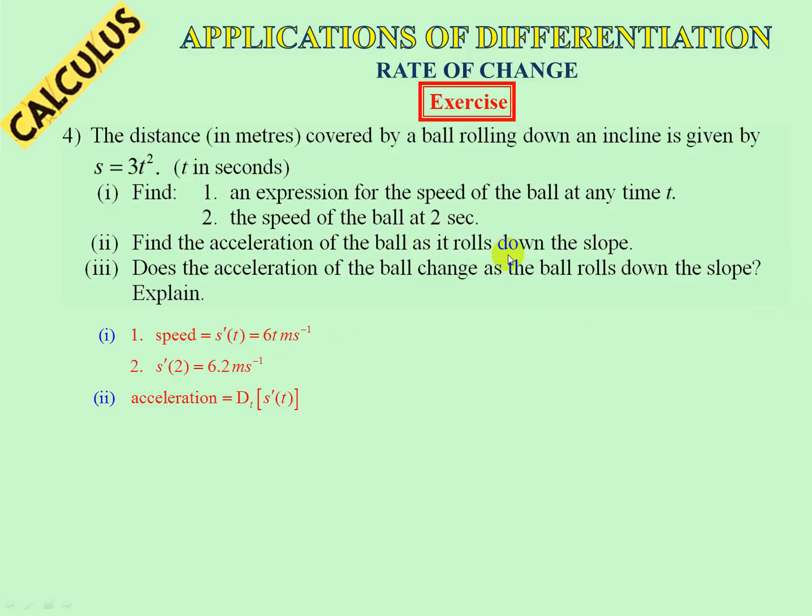Acceleration of the ball as it rolls down the slope. Well, there's the speed. So we now differentiate that. And we get 6 meters per second per second. So 6 meters per second squared. Does the acceleration of the ball change as the ball runs down the slope? No, because it's constant.